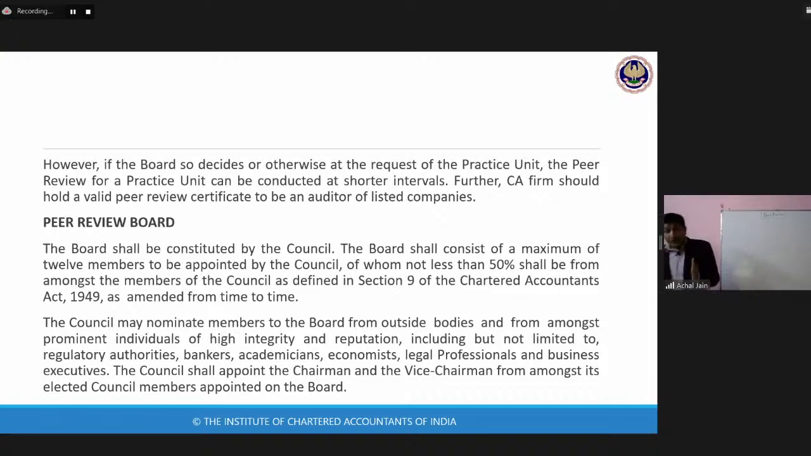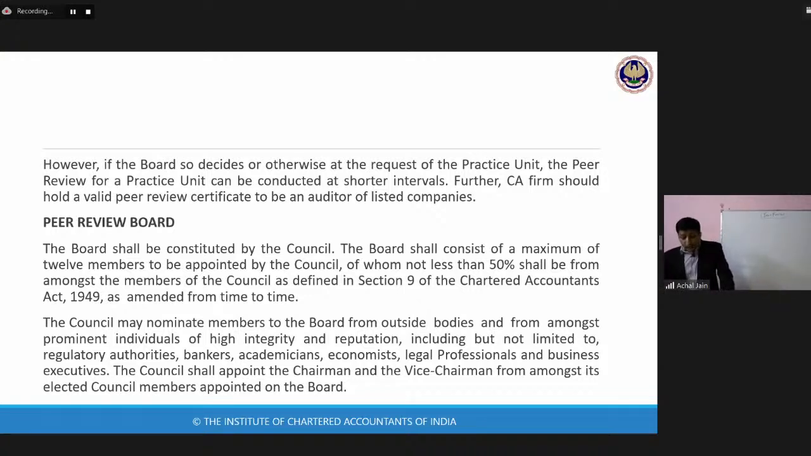The council may nominate members to the board from outside bodies and from amongst prominent individuals of high integrity and reputation, including but not limited to regulatory authorities, bankers, academicians, economists, legal professionals, business executives. The council shall appoint the chairman and the vice chairman from amongst its elected council members appointed on the board. So there will be the chairman and the vice chairman, and they will also be from the council only.